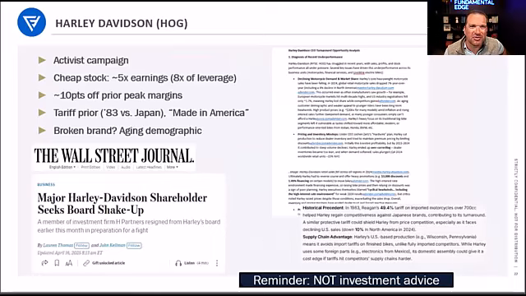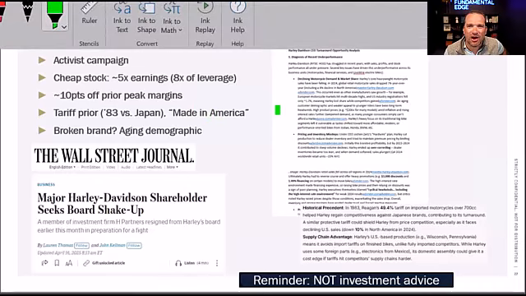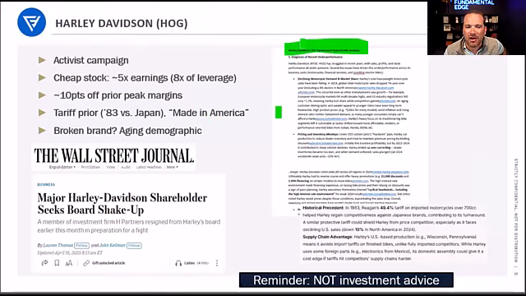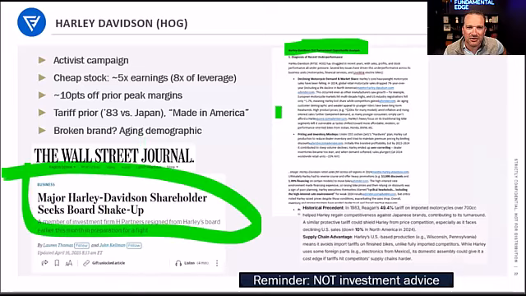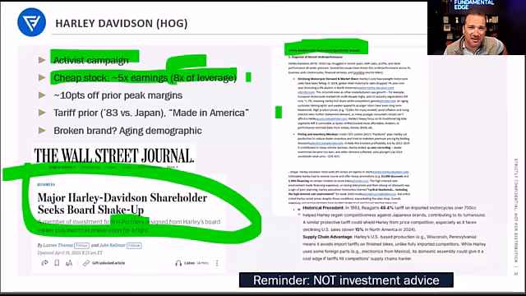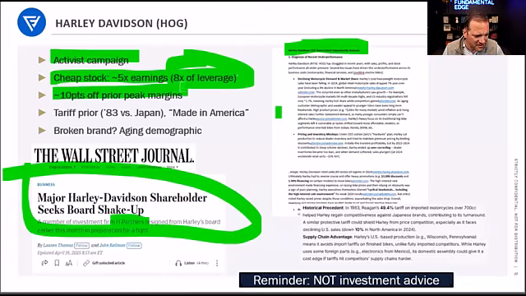I'll give you another one. The nice part about creating these prompts is it's scalable. I can take that same prompt and I can then put that same prompt into Harley Davidson. I saw a few weeks ago or last week that there's a major shareholder board shakeup with an activist investor in Harley Davidson. So I thought to myself, hey, let's deploy this to Harley and see what could happen in the activist campaign. And what you see in Harley is it's a cheap stock at 5 times earnings. Now it's cheap because it has a lot of leverage, 10 points off prior peak margins. So EBITDA margins got from 26 to 16. So clearly an opportunity for the right CEO to come and raise margins.